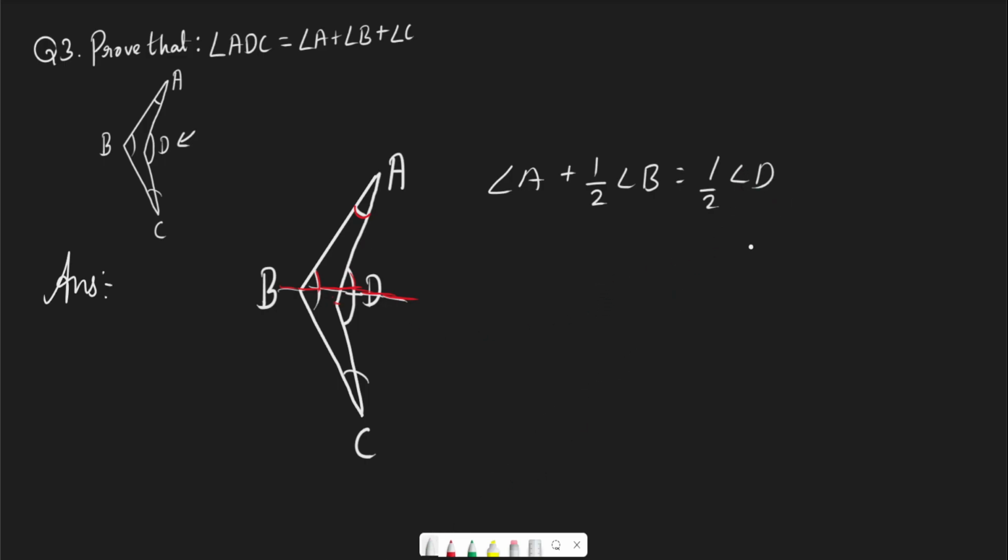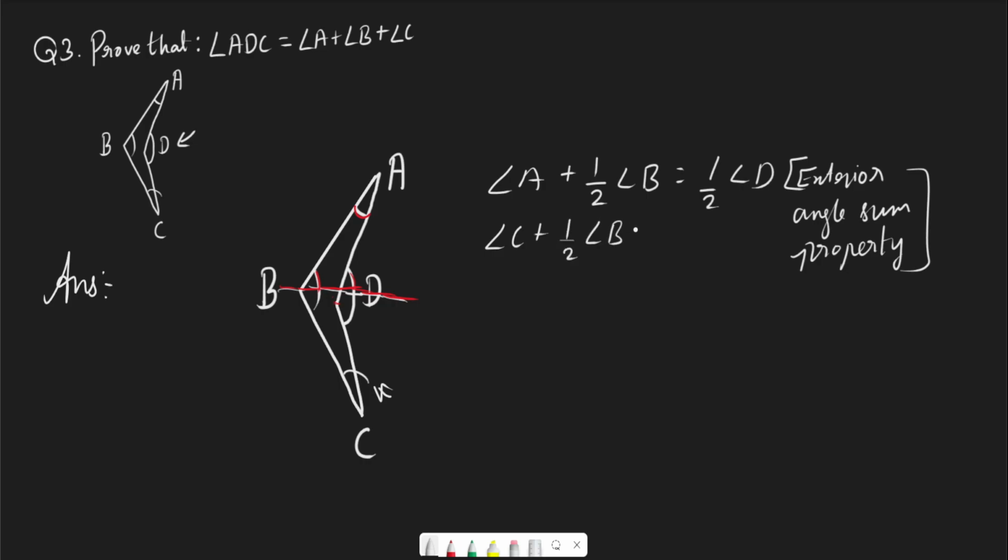Alright, let's just write the property. It's because of exterior angle sum property. Alright, you can prove this by yourself. Just do some little construction over there and there. You can prove this. Alright, so the same applies over here in this triangle. So it's gonna be angle C plus half angle B is equal to half angle D.